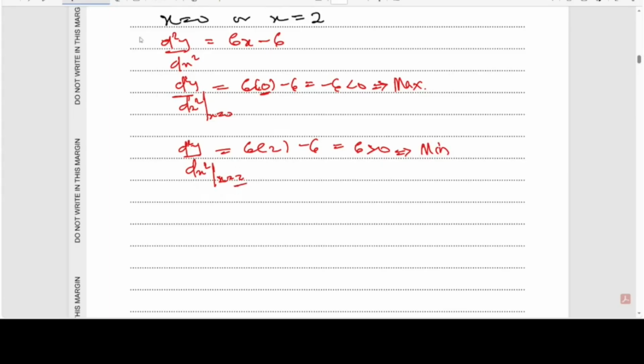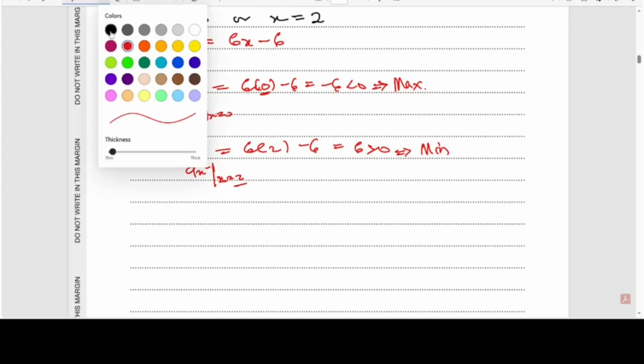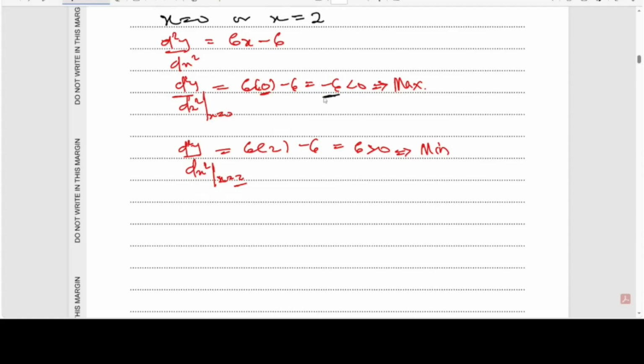And over here, what I need you to understand is that the negative 6 and the positive 6 are not the maximum and the minimum, respectively. They are values that help us to determine what happens at these critical values. So you're not supposed to write the negative 6 and positive 6 together with the critical values as your final values for the maximum or minimum point.